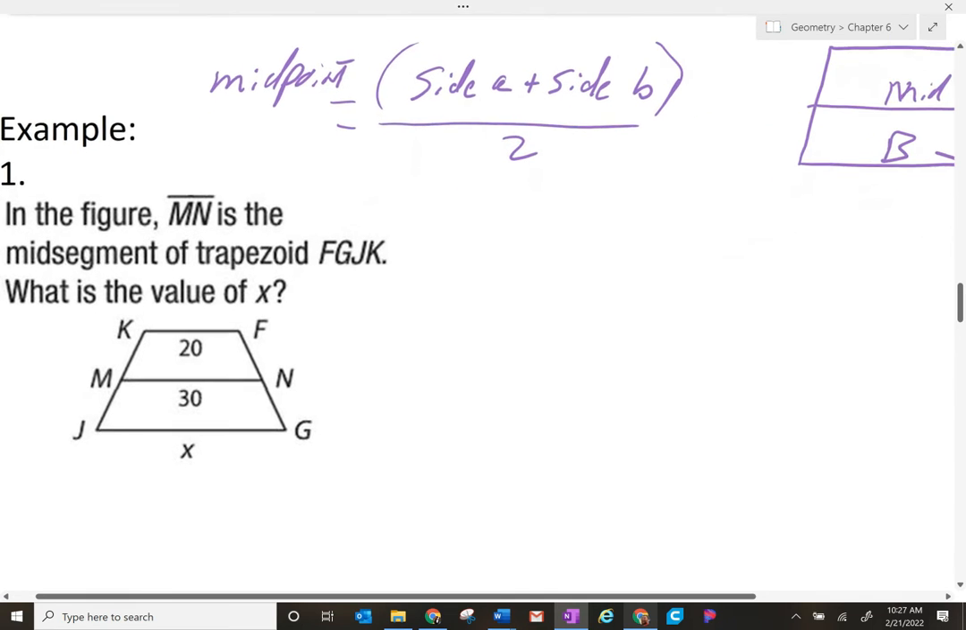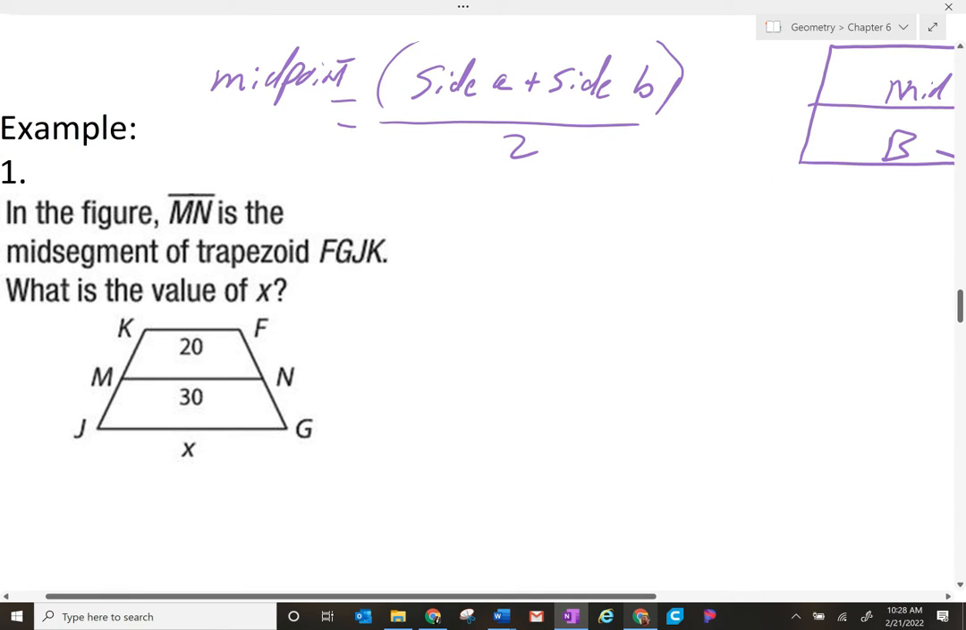All right, I'll give you a chance to write those letters down or numbers down. With that formula.